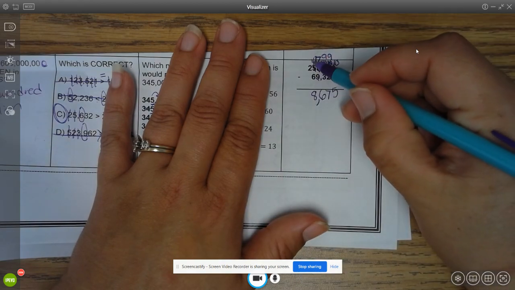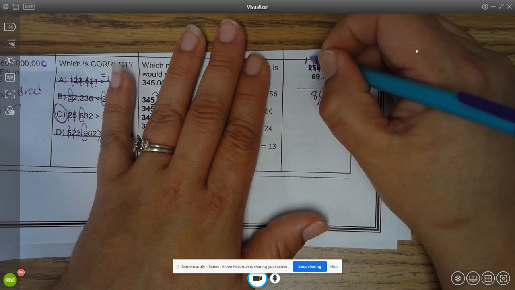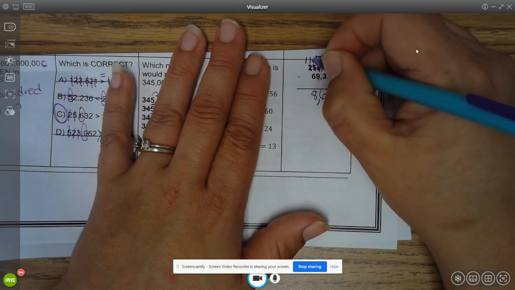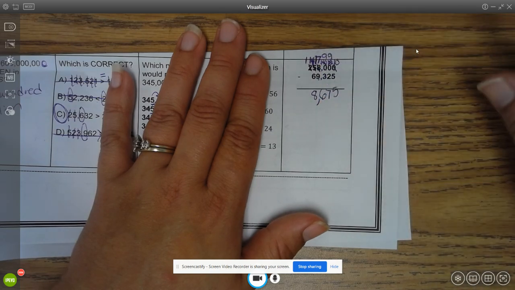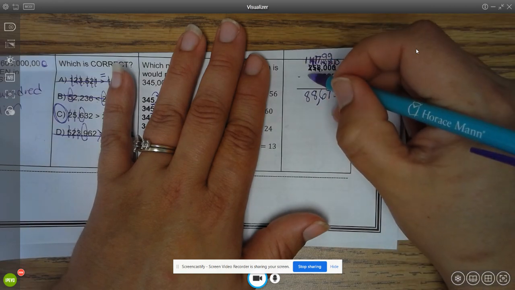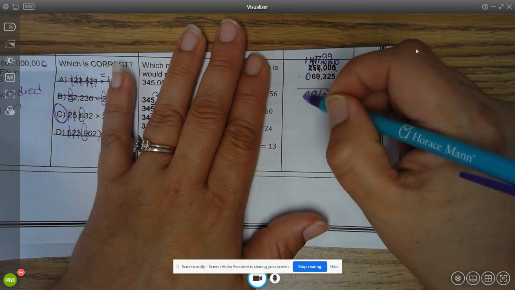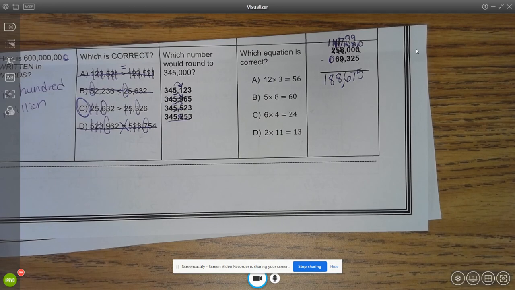Again, I cannot take 6 away from 4, so I'm going to go over here to the 100,000ths place, borrow 1, and add a 10 back over here. So 10 plus that 4, 10,000 makes 14 minus 6, which is 8. And then I have 1 minus nothing in this 100,000ths place, which is 188,675.